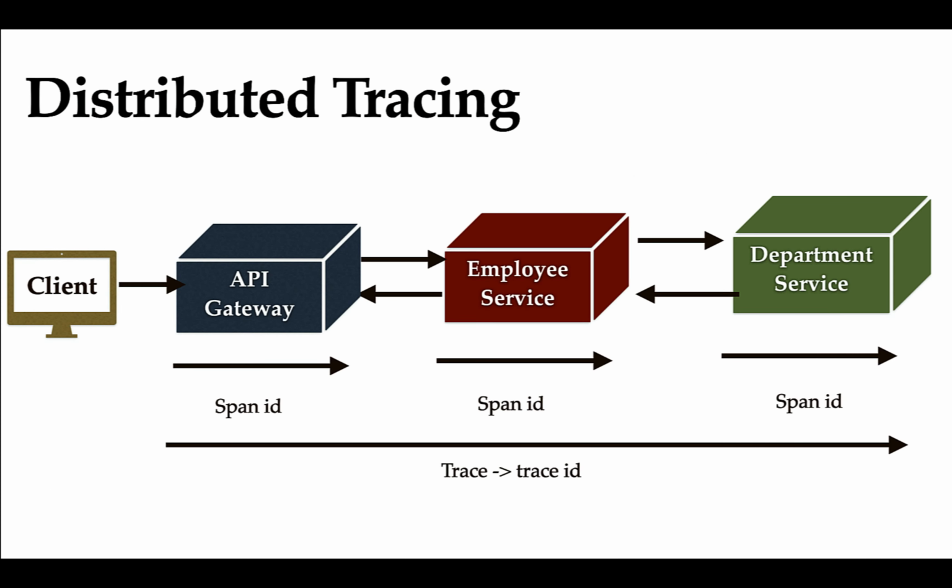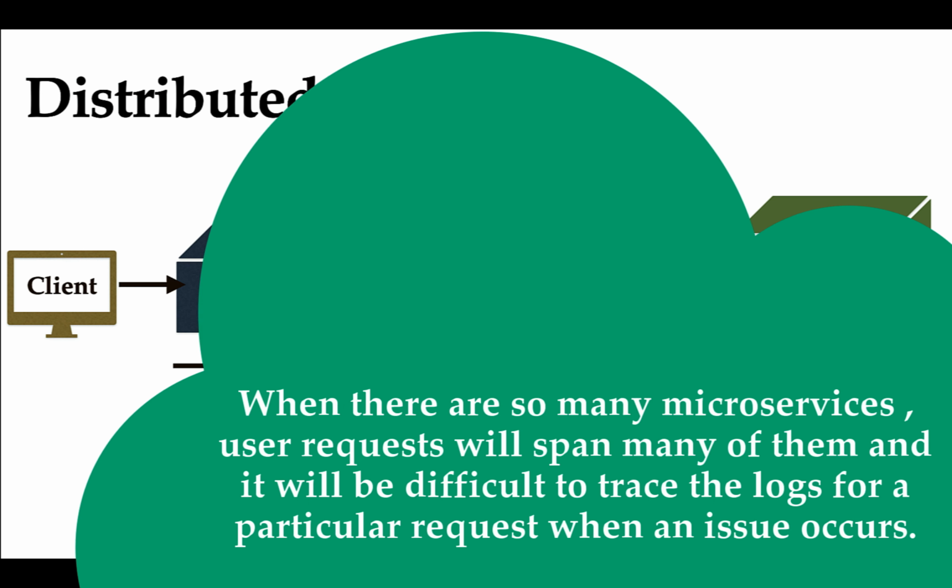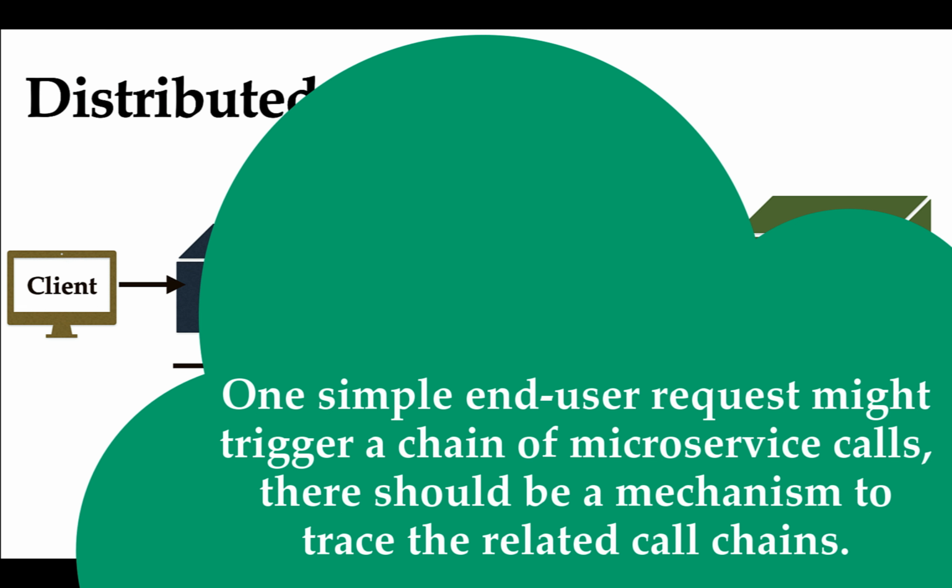Well, let's first understand what problem distributed tracing solves. One of the challenges in microservice architecture is the ability to debug issues. When there are a lot of microservices in our project, the user request will span many of them, and it will be difficult to trace the logs for a particular request where an issue occurs. One simple end user request might trigger a chain of microservice calls, and there should be a mechanism to trace the related call chains.